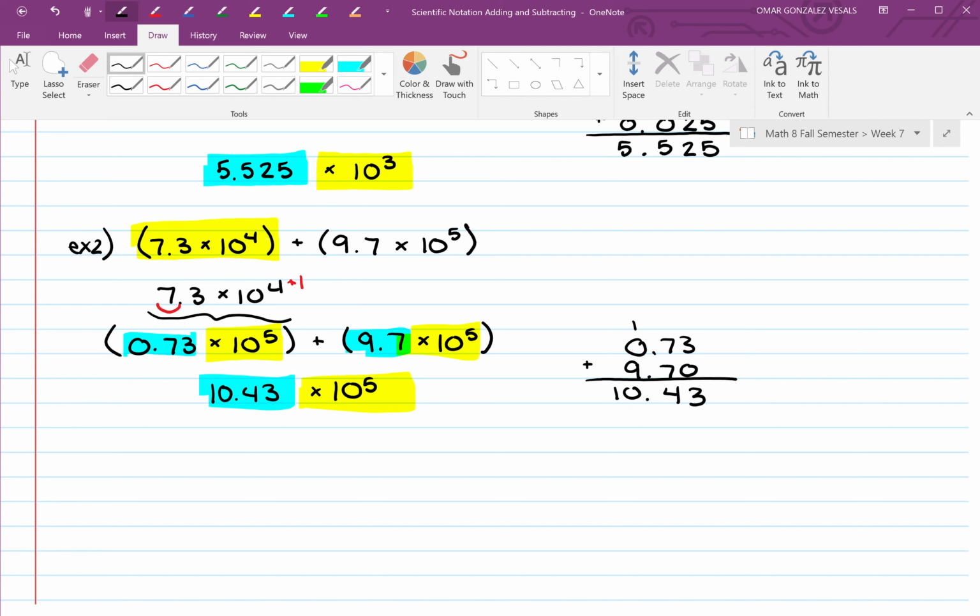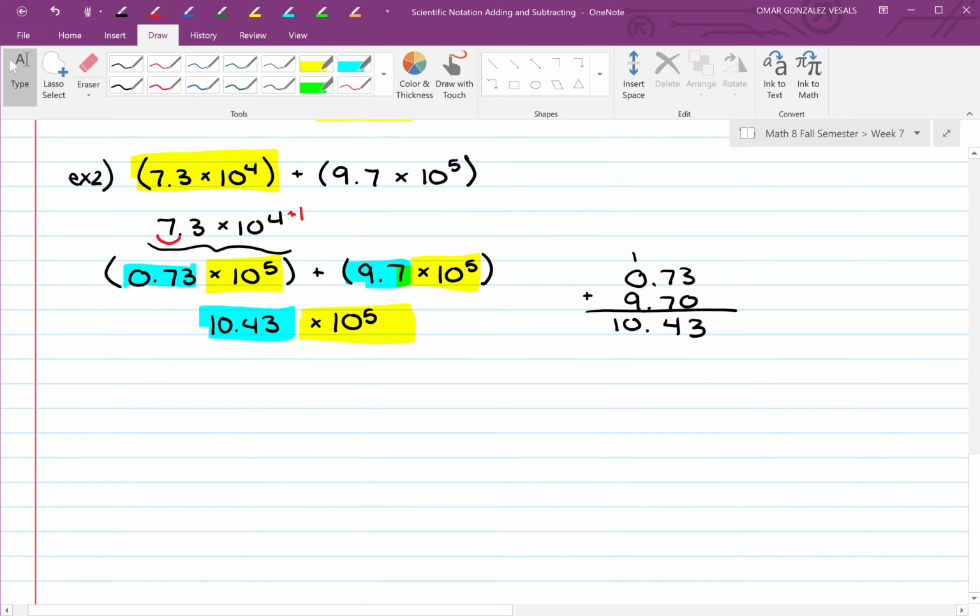Does that make sense? Okay. So our real answer is going to be what? 1.043 times 10 to the 6th power. And now our answer is between 1 and 10. Does that make sense, guys? Yeah? Okay. Are we okay with the addition portion? Let's do some subtraction then.